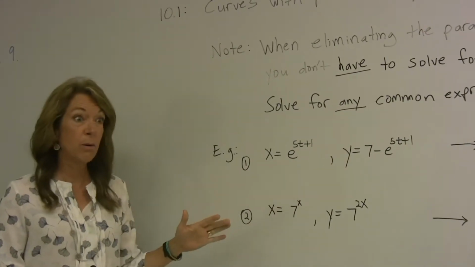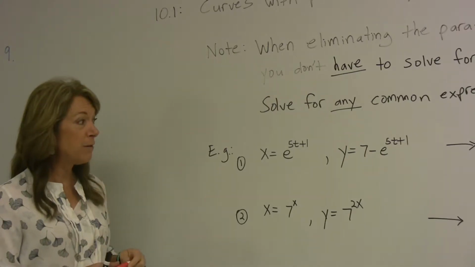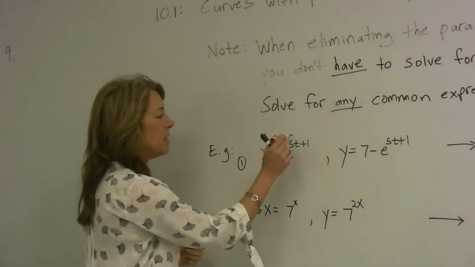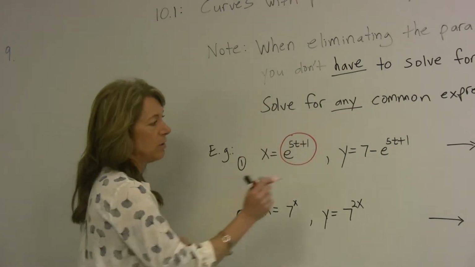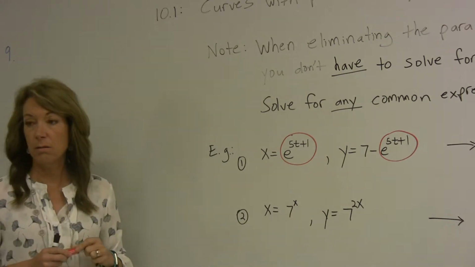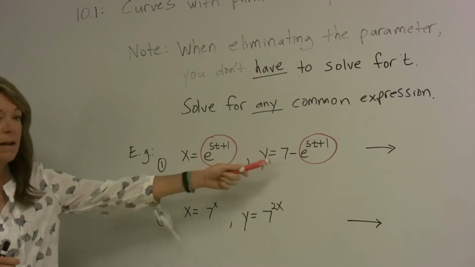But that's a mess. You could do it, it will work. But you don't have to, this is my whole point. I don't have to solve for it. What I can do is look for something they have in common. Notice that this here is in this equation, and that same thing is in here in this equation. Right, this whole mess, e to the 5t plus 1 is right here, and it's over here.